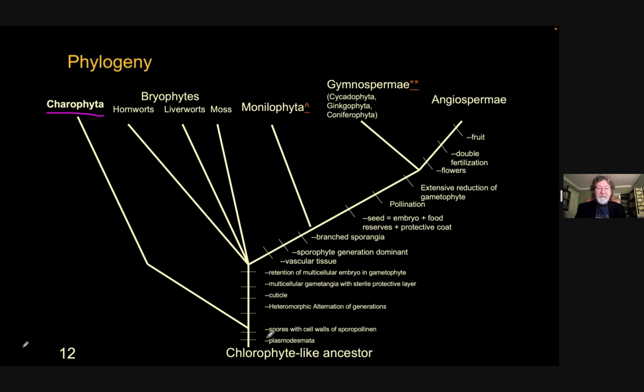And that is that they have, and I've already mentioned this, they produce spores. That's one of their reproductive structures, besides gametes. They have gametes as well. But the spores contain a very hard polymer called sporopollenin. And this sporopollenin is only found in the cell walls of spores of both charophytes and the land plants. And so that's something that's shared there.